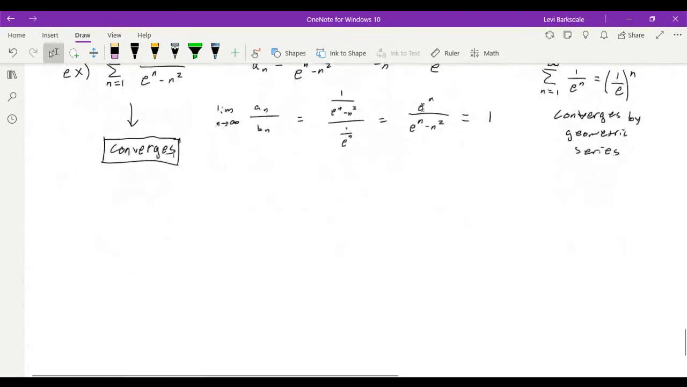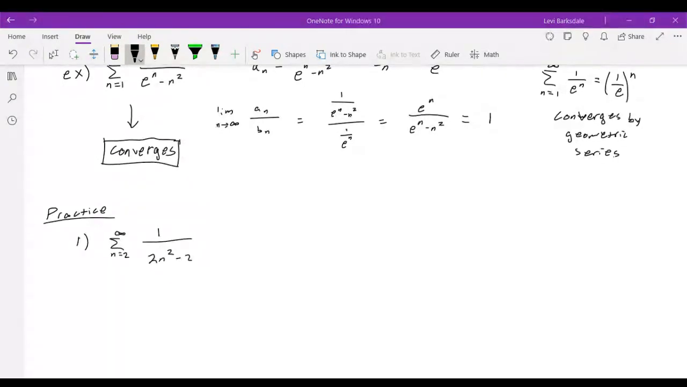All right. We'll go ahead and do a practice problem. Just one for this one. Sum from n equals 2 to infinity of 1 over 2n squared minus 2. I'll give you a couple of minutes to work on that.